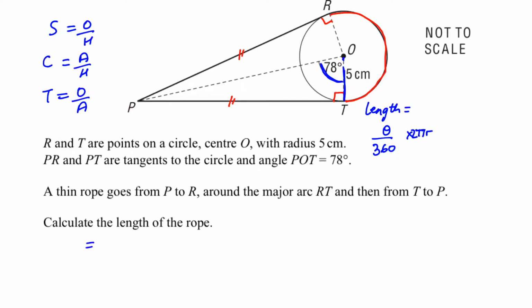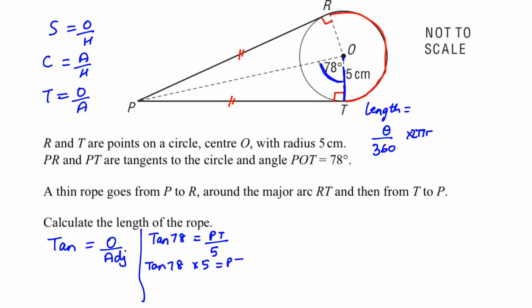So we have to find the opposite. Adjacent has been given to us. That means we have to use the tan rule. Tan 78 is equal to PT over 5. Therefore, tan 78 times 5 will give you PT. Tan 78 times 5 is 23.5. I'm rounding it to one decimal place.